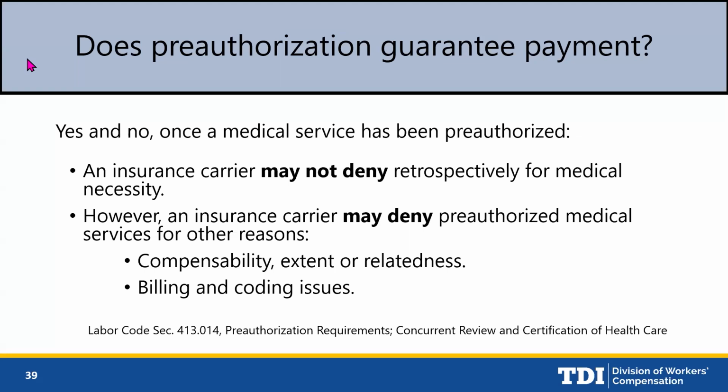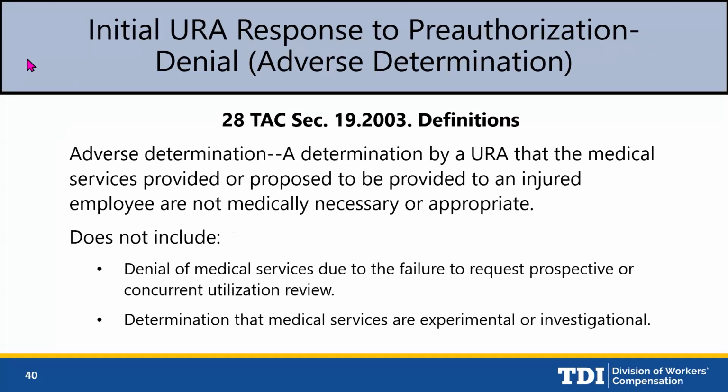413.014, that section of the labor code says that an insurance carrier may not deny for medical necessity if they've already pre-authorized. If the initial utilization review agent response to your initial request for pre-auth is an adverse determination or a denial, you can find information about that in Chapter 19, 2003, definitions. An adverse determination is a URA saying that that medical service that was provided on a retrospective review or proposed to be provided in a pre-auth request is not medically necessary or appropriate. So that's what an adverse determination is.